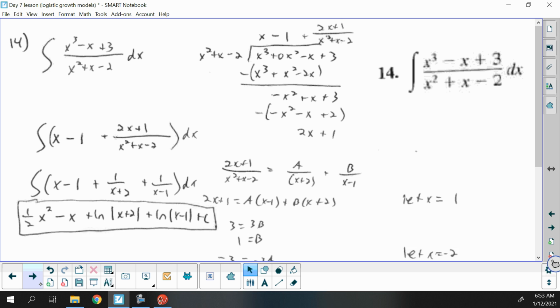So 14 was a bit of a tricky one. Our exponent was bigger than the numerator, so first you had to do long division. So that's what's shown there in the top right. And then once you've done the long division, the remainder is something you can do partial fractions with.